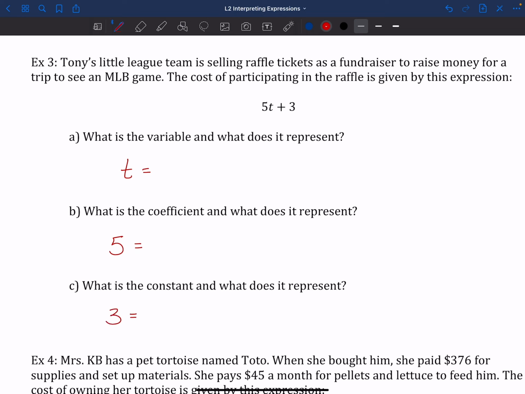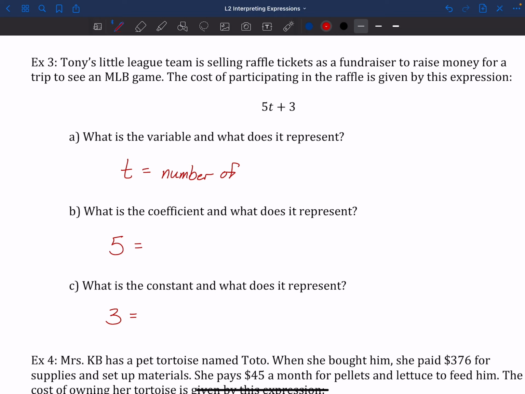So what we're thinking about is the situation. We're participating in a raffle. They're selling raffle tickets. So usually the t, the variable, is going to stand for the number of something. So it's the number of, and then we've got to figure out what the something is.